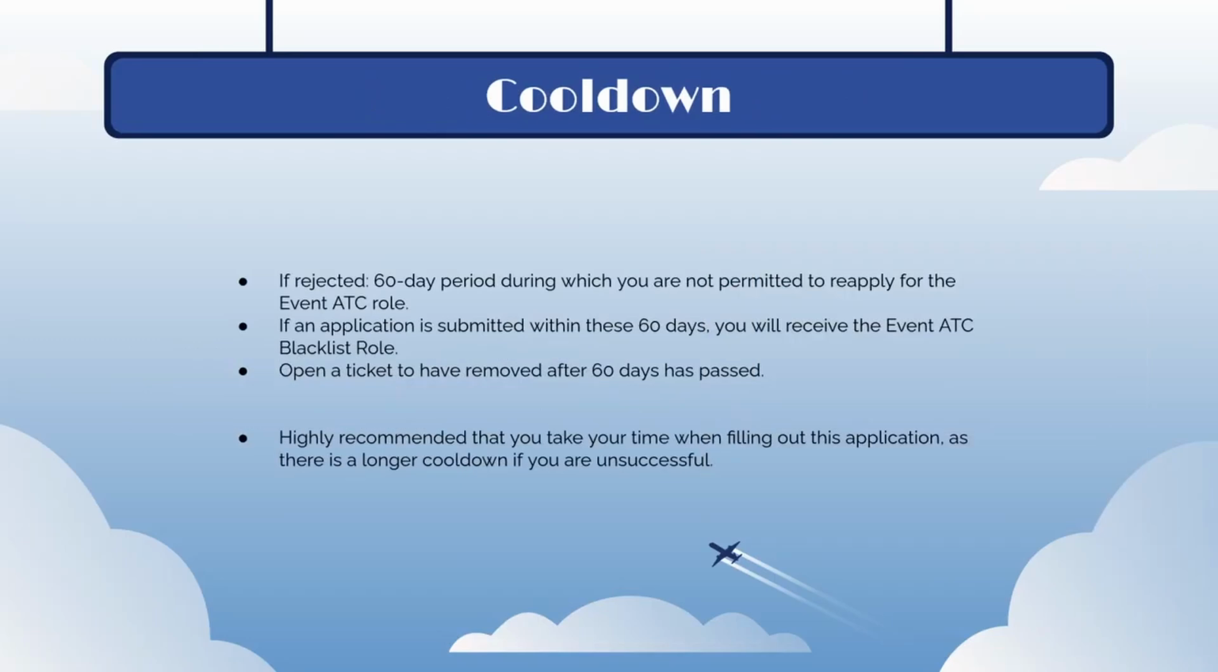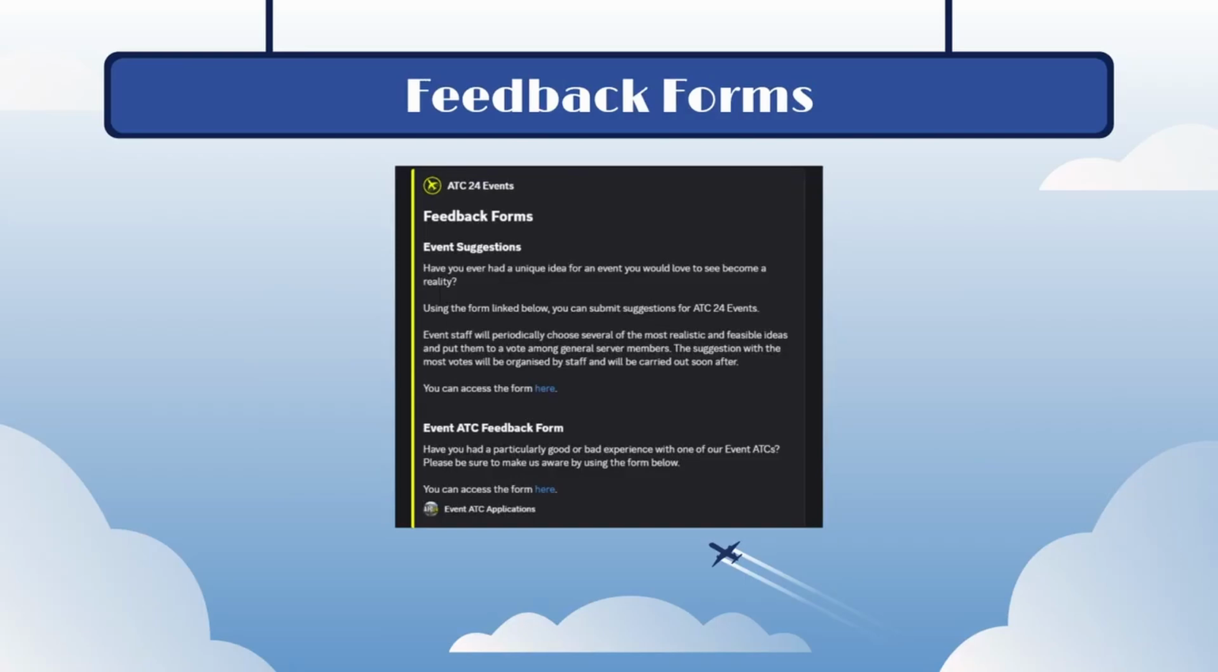There is a cooldown in place for the applications, so if you are rejected, there will then be a 60-day period during which you are not permitted to reapply for the Event ATC role. If you do submit an application within the 60 days, you will then receive the Event ATC blacklist role, which you will then be required to open a ticket after the 60 days has passed to have it removed so you can reapply. It is highly recommended that you take your time when filling out this application due to it being open for the foreseeable future, since if you do fail on your first attempt, you then have to wait 60 days to reapply.